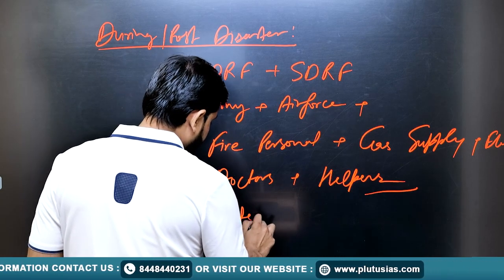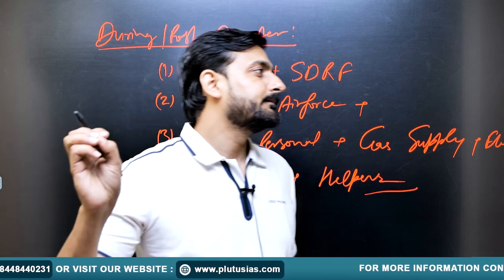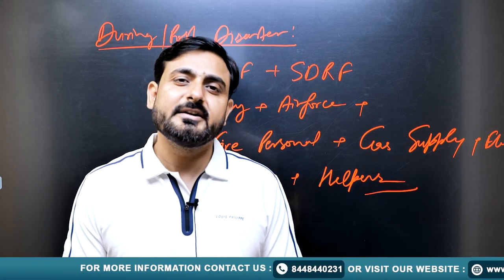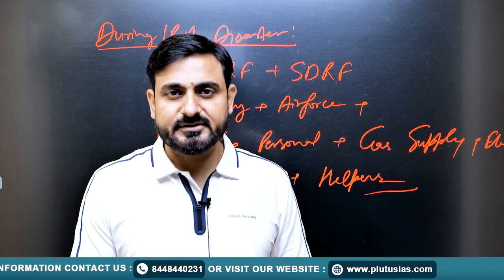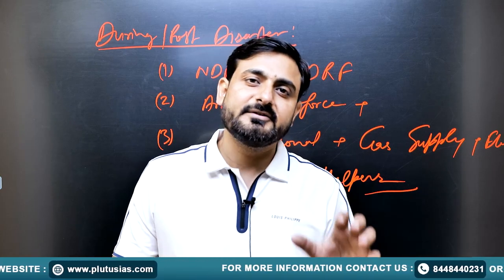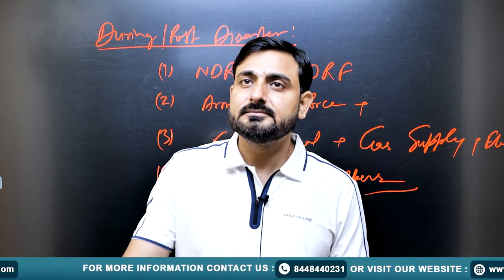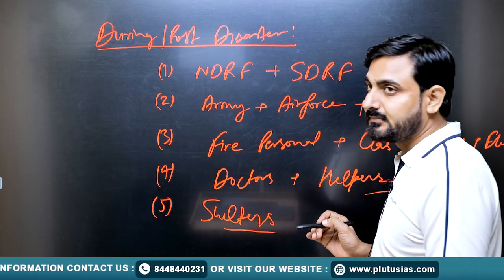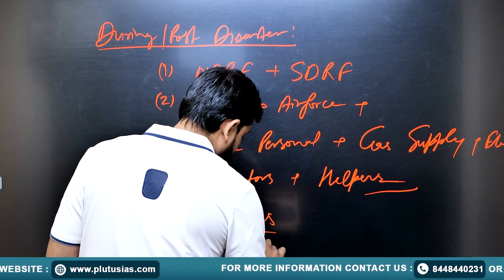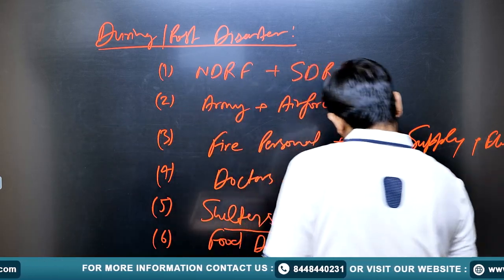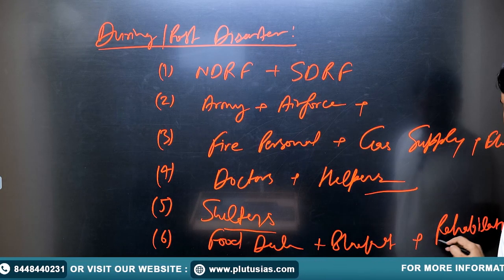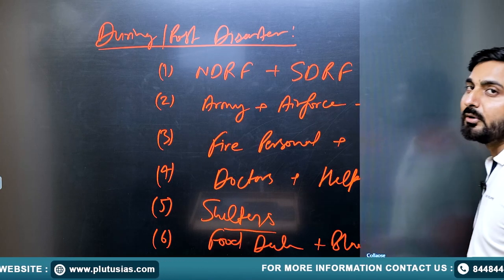The government develops some shelters. Generally, Odisha, Andhra Pradesh, Tamil Nadu, and Gujarat, which are more prone to cyclonic activity, have already developed certain public infrastructure for shelter purposes. During cyclonic conditions, these can be utilized to protect people from the cyclone. So they have already developed shelters within coastal areas. Further, food delivery and blankets. Then after the disaster, rehabilitation, reconstruction, etc. All such operations take place.